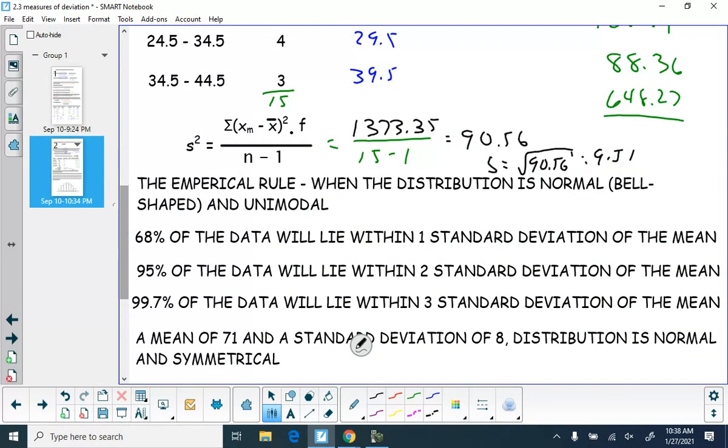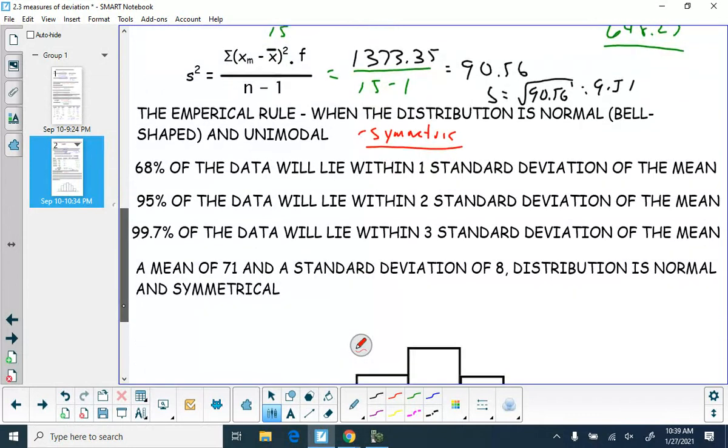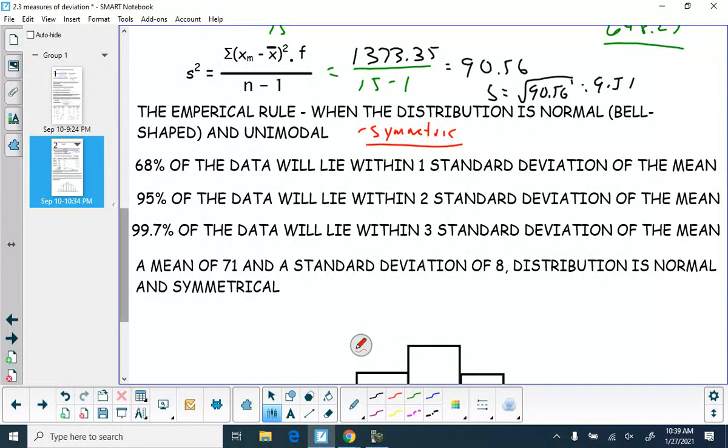Empirical rule. When a distribution is a normal distribution, which is a bell-shaped curve, it is symmetric. The symmetrical curve, it's a bell-shaped curve. What is important about the mean and standard deviation? We want to use the mean and standard deviation to be able to make predictions. If it is a normal bell-shaped curve, symmetrical distribution.